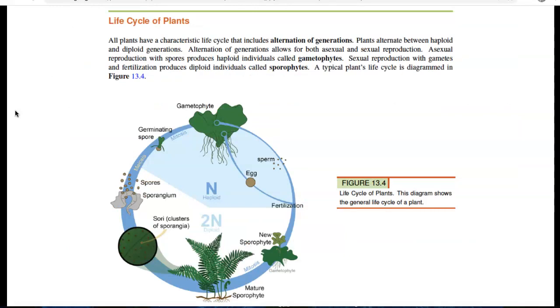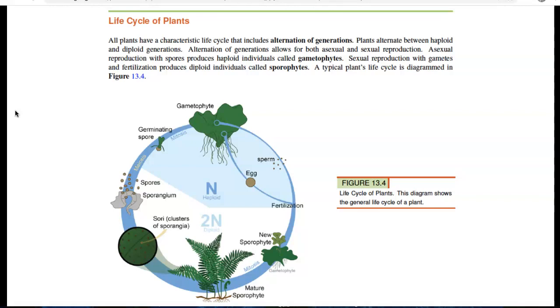A lot of people don't know that plants have an alternation of generations as far as their life cycle is concerned. So for example, plants alternate between haploid and diploid generations. A haploid generation means the same genetic material. Diploid, the possibility of mixing, so sexual reproduction. So alternation of generations allows for both asexual and sexual reproduction.